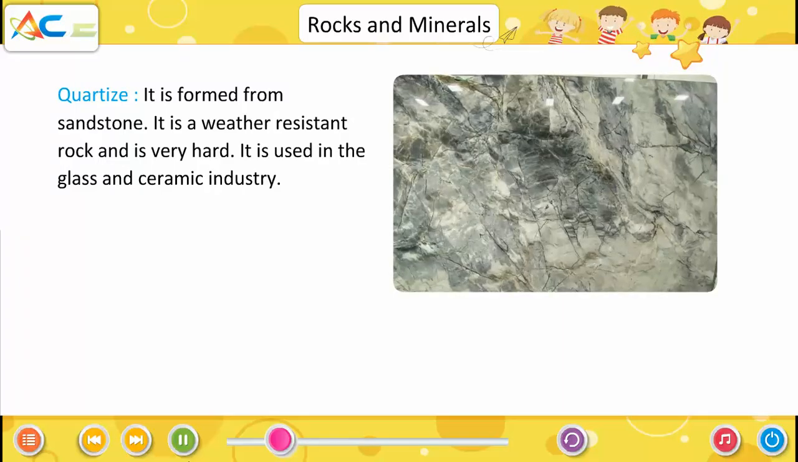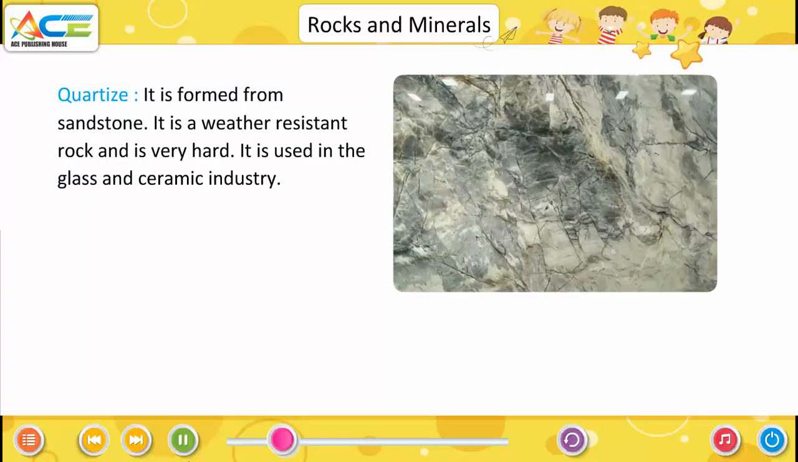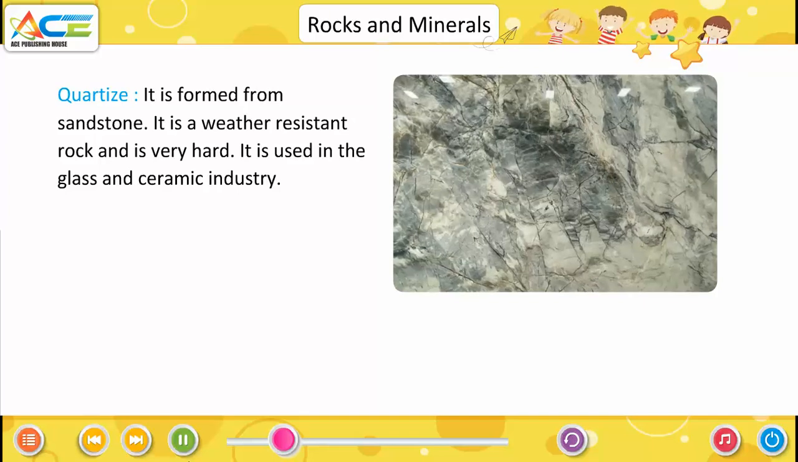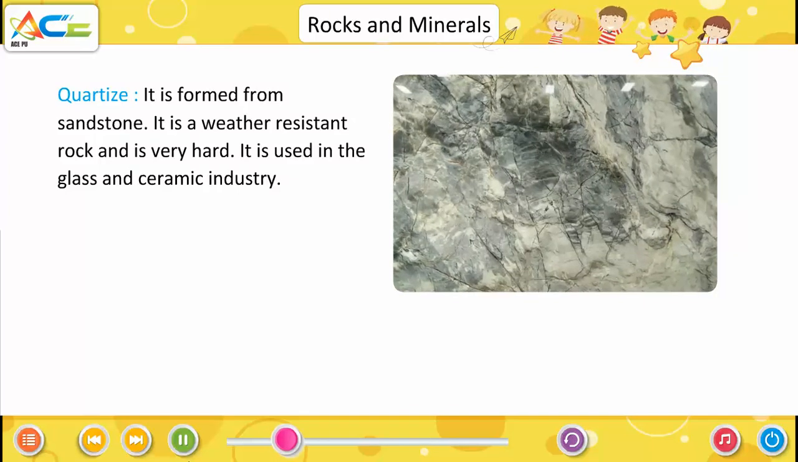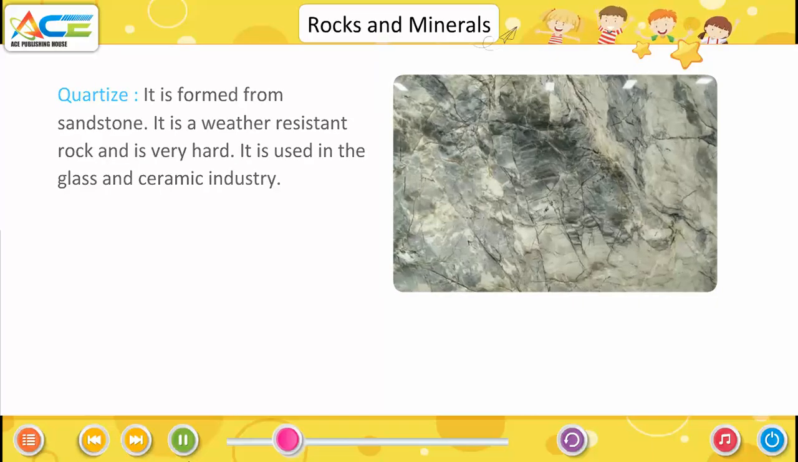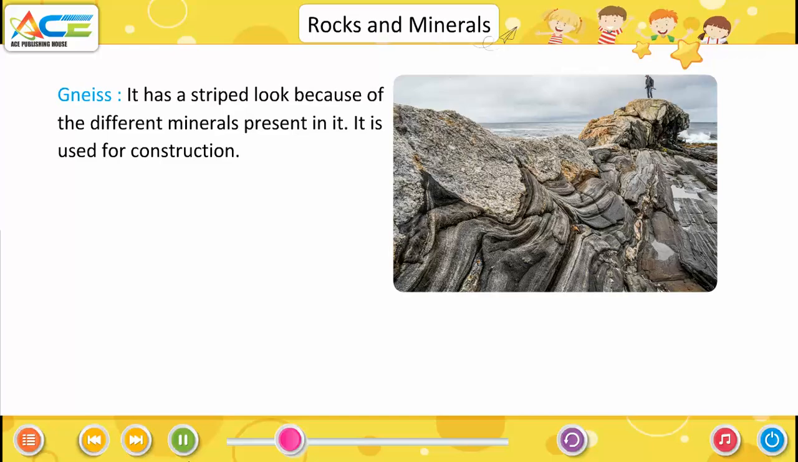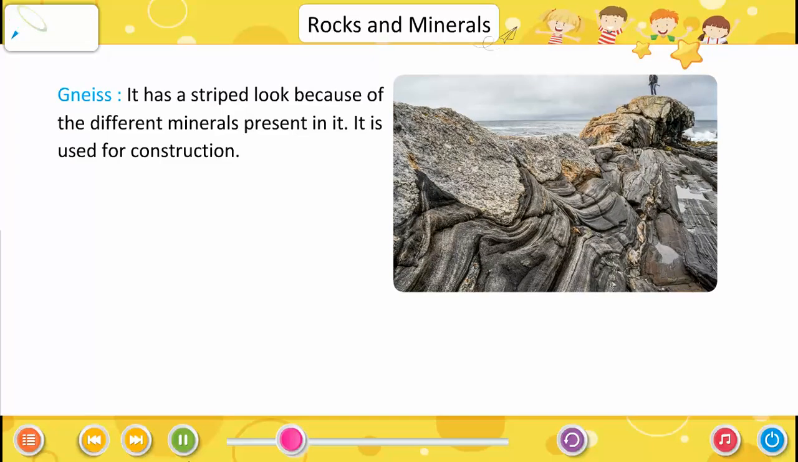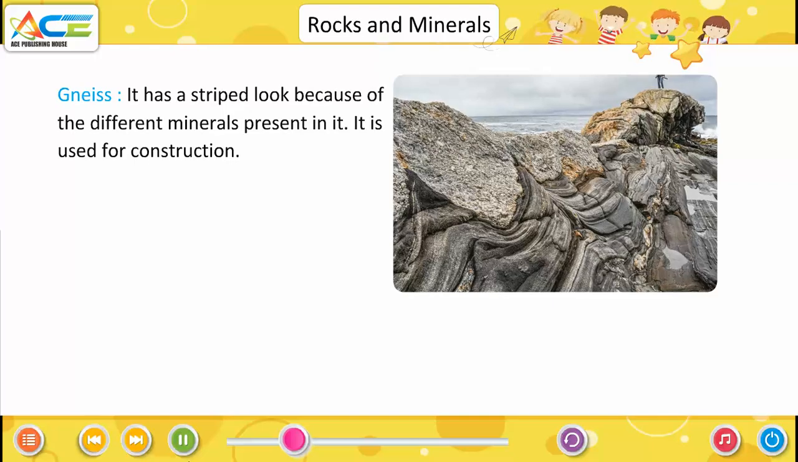Quartzite. It is formed from Sandstone. It is a weather-resistant rock and is very hard. It is used in the glass and ceramic industry. Gneiss. It has a striped look because of the different minerals present in it. It is used for construction.